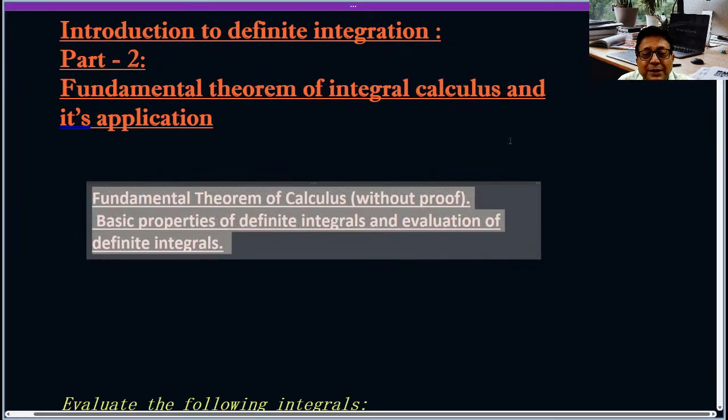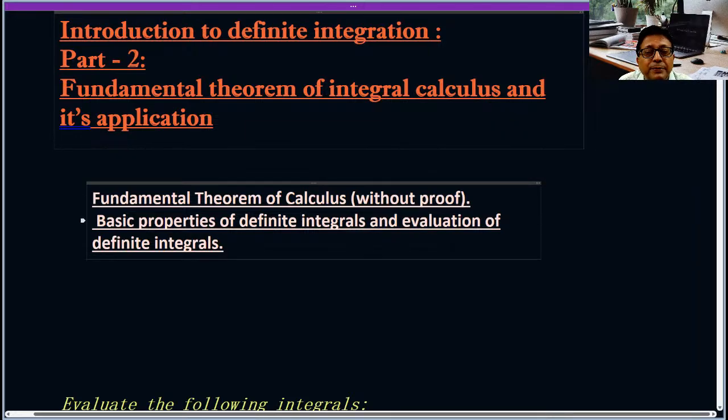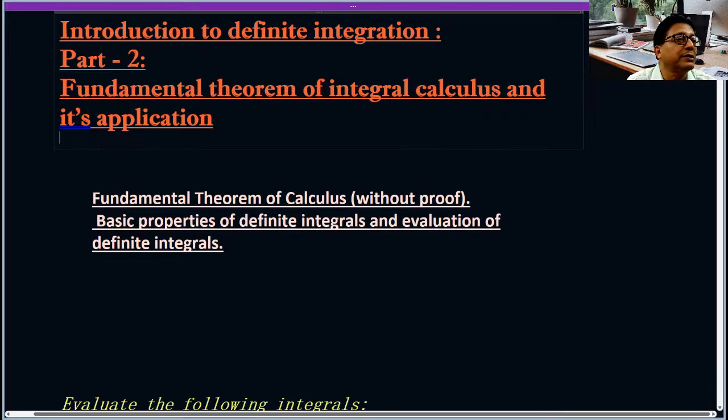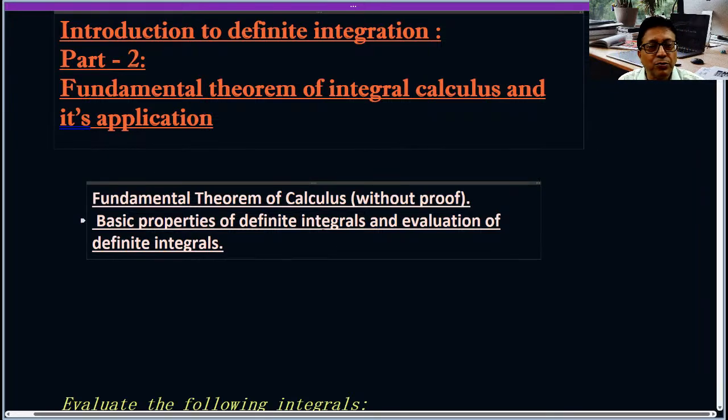So what is included over there in the syllabus? Fundamental theorem of calculus without proof, basic properties of definite integration, and evaluation of definite integration. Only this is there in the syllabus. There is no point of confusion. Clearly mention this topic: fundamental theorem of integral calculus without proof. No proof is required for the board. And basic properties of definite integral and evaluation of definite integral. Okay.